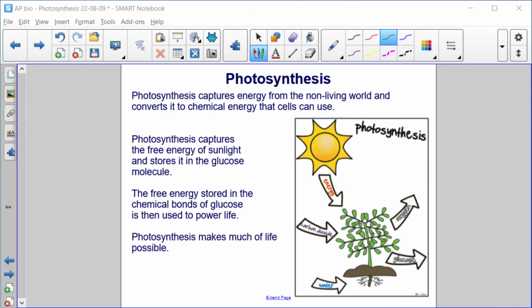Photosynthesis captures energy from the non-living world and converts it to chemical energy that cells can use. Photosynthesis captures the free energy of sunlight and then stores that energy in the glucose molecule. The free energy stored in the chemical bonds of glucose is then used to power life. Photosynthesis makes much of life possible.